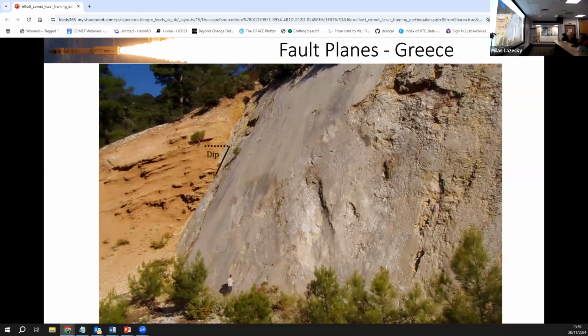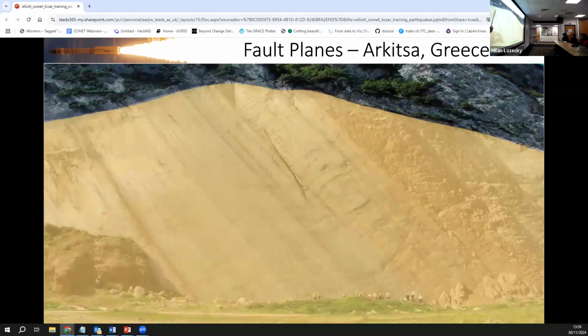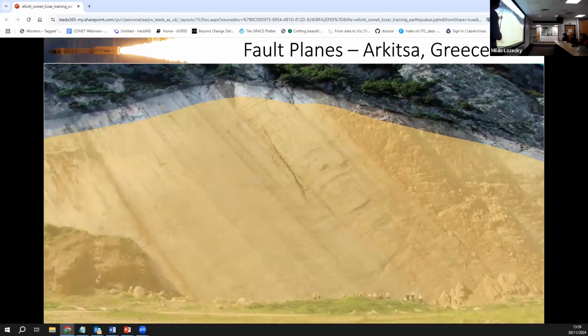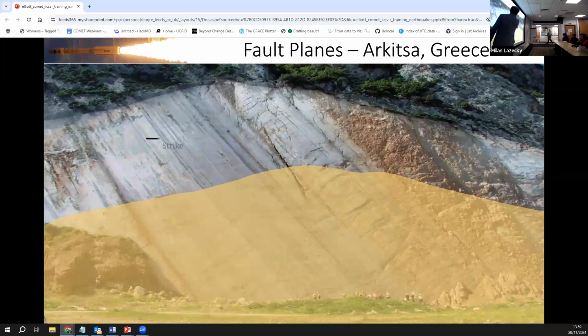Reiteration of what we mean by the fault planes, that dip and the vertical. Please ask us if some of this terminology, the rake, is a bit confusing. So that's the fault in Greece I showed you. This is the incremental slip that happens there, so those striations. The strike is in that direction.